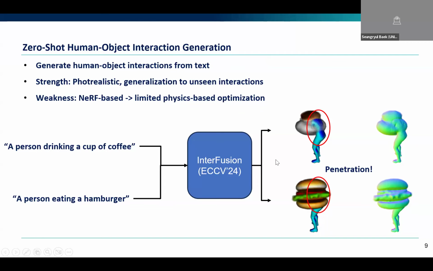But the problem is the previous works are NeRF-based, which is one of the volumetric rendering techniques, which optimizes a voxel grid and does not have a mesh-based representation. So it cannot compute precise geometric space optimization losses, something like penetration or contact. So when we give interaction prompts like this, it usually includes some severe penetration, as you can see on the right.